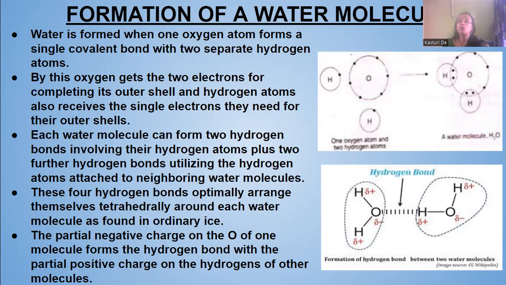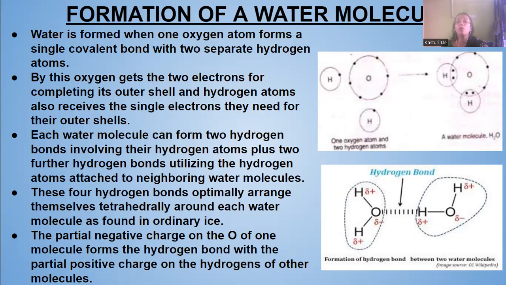Okay. Now it forms water: oxygen forms single covalent bonds with hydrogen. With 2 hydrogen atoms, 2 single covalent bonds are formed. Okay, 2 separate hydrogen atoms are there. By this, oxygen gets the 2 electrons by completing its outermost shell, and each hydrogen atom also receives the single electron it needs for its outer shell. Okay. So each water molecule can form 2 hydrogen bonds.